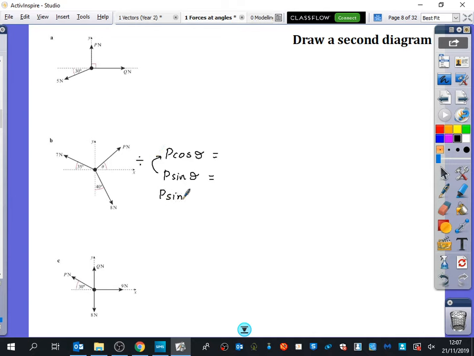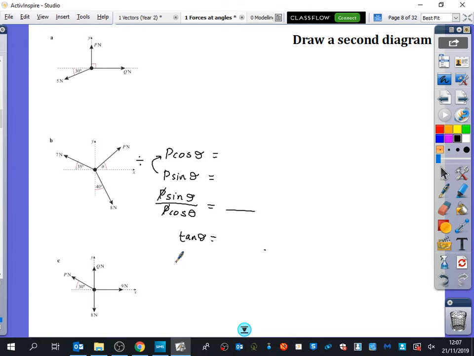You get P sine theta divided by P cos theta, which is whatever these two values here are divided. And so the P's cancel and you end up with tan theta equals something. And then you can find out what theta is, etc. Yeah, 74.4. And the answers are on the next page.